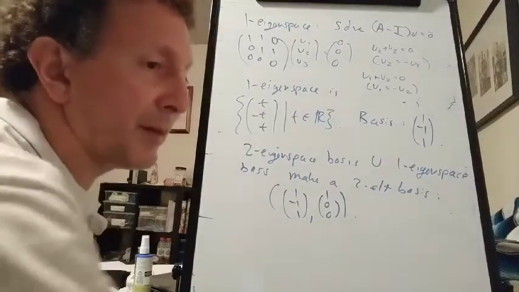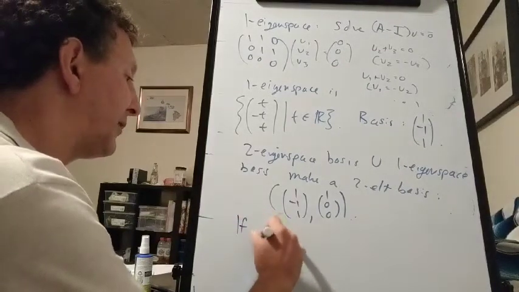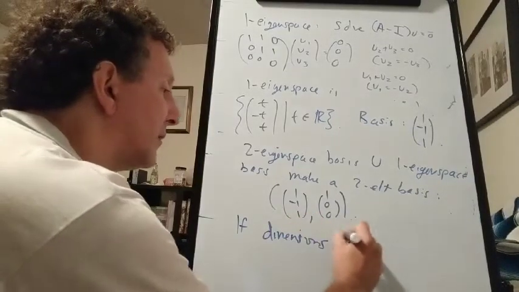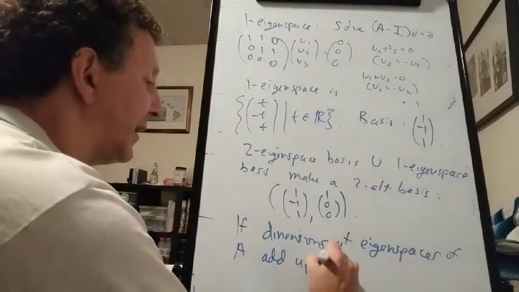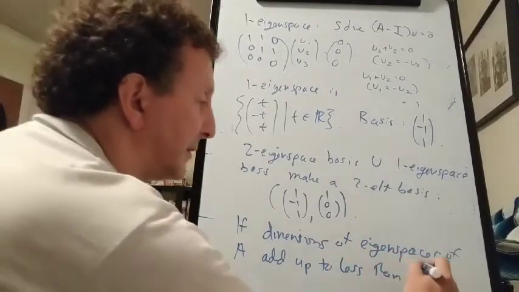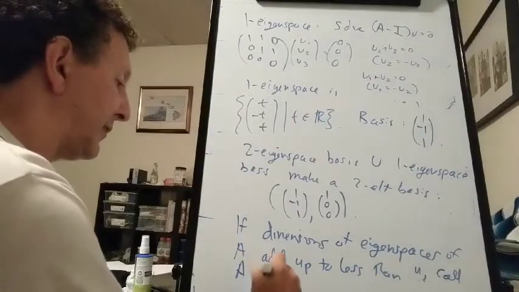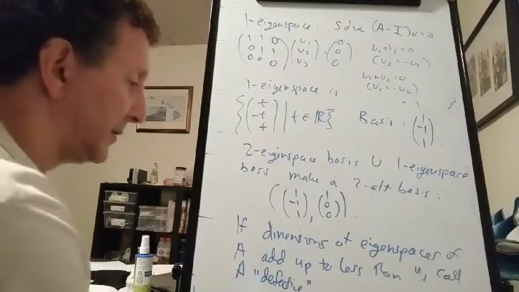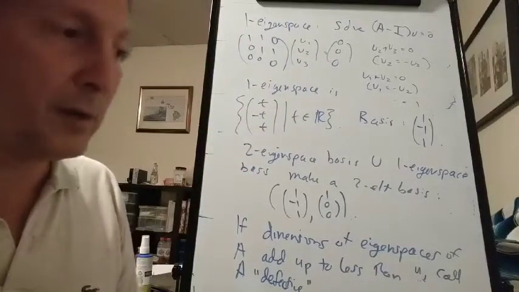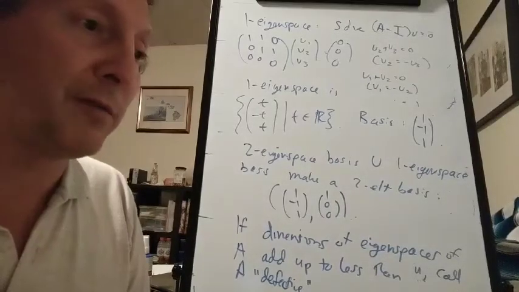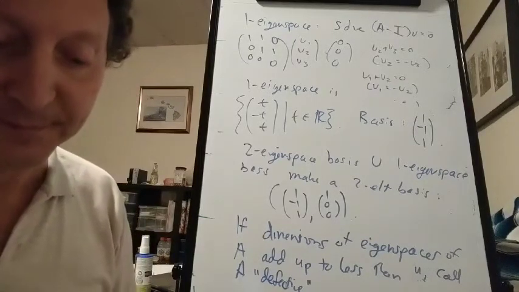Now sometimes the dimensions of the different eigenspaces add up to the dimension of the whole space. But if the dimensions of the eigenspaces of A add up to less than n, then we call A defective. So if an eigenvalue comes up k times, maybe we can find a k element basis for the eigenspace, or maybe the eigenspace has dimension less than k. The end.